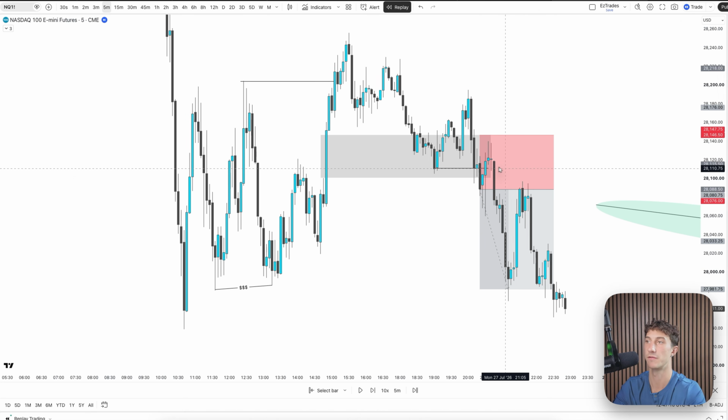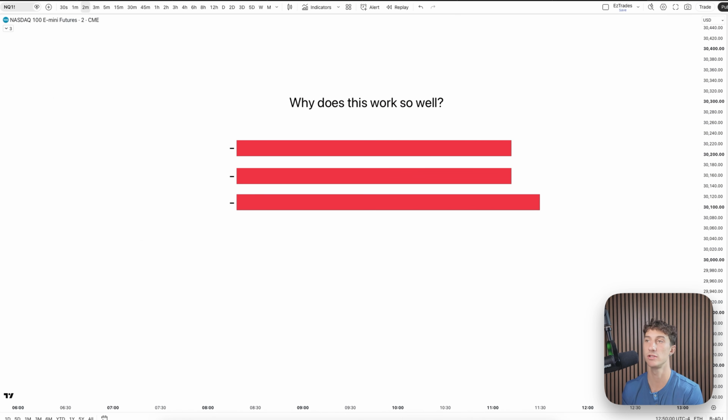Now, this is not the best inversion. We don't have a V shape, but we do have a change in state of delivery with that inversion. Stop loss above the inversion and target the low resistance liquidity. Now, I want to get into why this actually works so well and why you should use this trading strategy as opposed to other strategies out there.